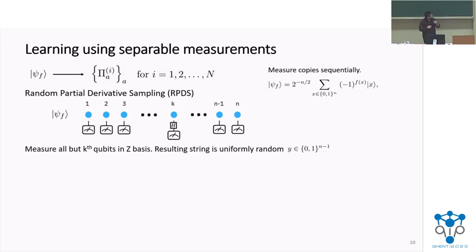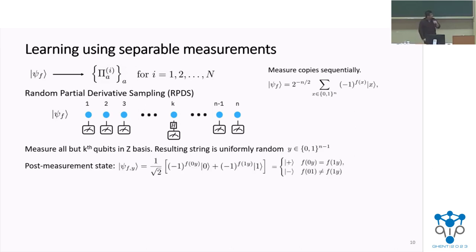Now I measure all of the qubits but the kth qubit in the z basis. Whatever string I get, an n minus 1 bit binary string which I denote by y, will be uniformly random. The post-measurement state is a superposition of 0 plus 1 with additional phases of minus 1 to the f of 0y, where I'm concatenating 0 and y, and minus 1 to the f of 1y. This is the plus state if f of 0y and f of 1y have the same value, and the minus state if they have different values. So all we need to do is measure the kth qubit in the x basis, and then we get access to the kth partial derivative evaluated at y.